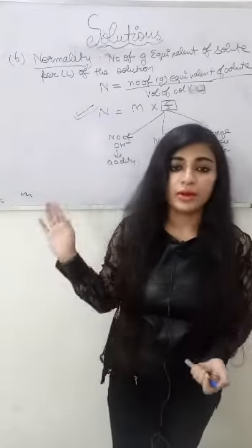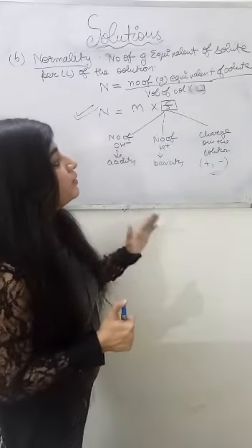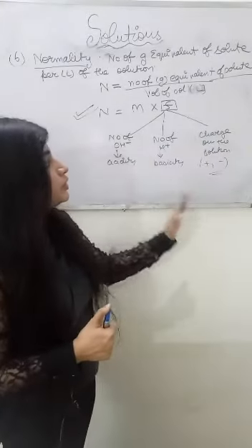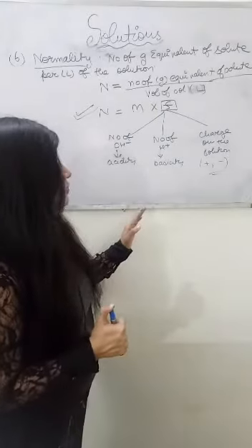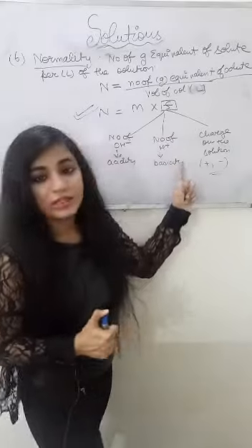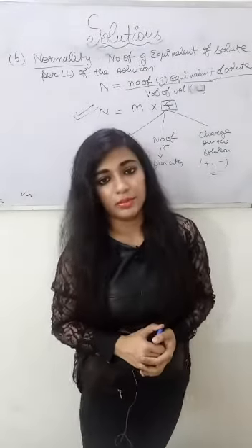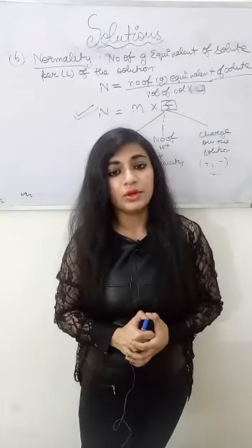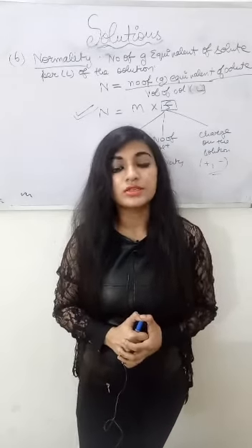So for normality, we have two formulas. First is the number of gram equivalents of solute by volume of solution in liter. Another one is normality is equal to molarity into F factor. How will we identify the F factor? By counting the number of OH ions, or the number of H ions, and if charge is present in the given compound. I am repeating the definition: it is the number of gram equivalents of solute per liter of the solution, termed as its normality.